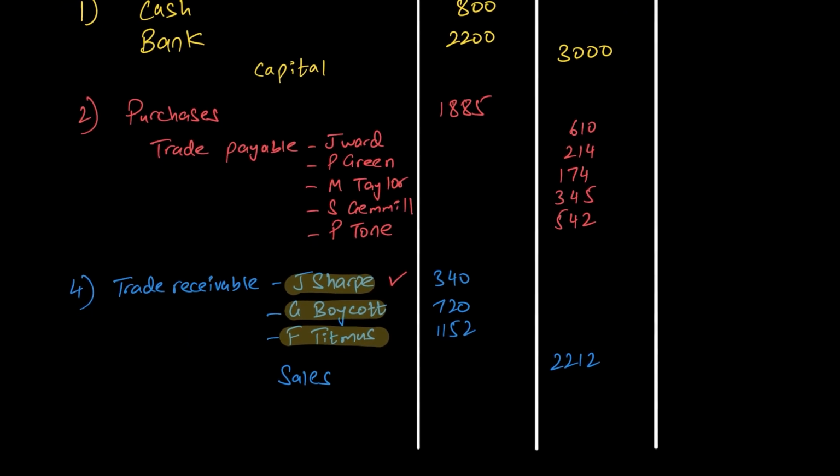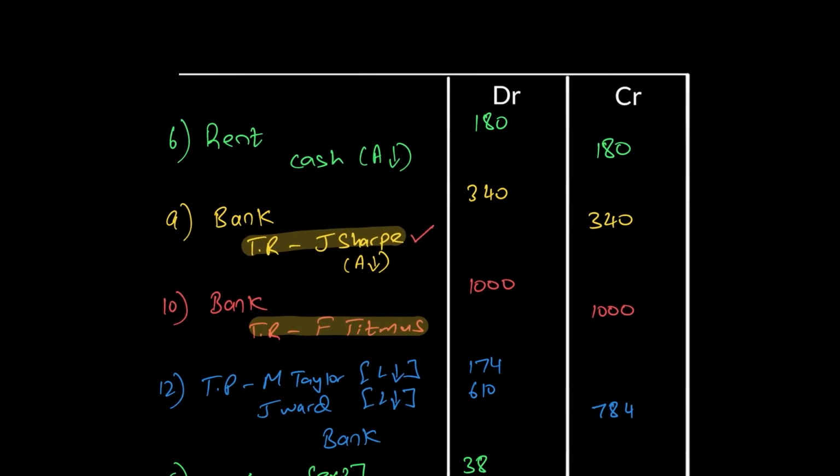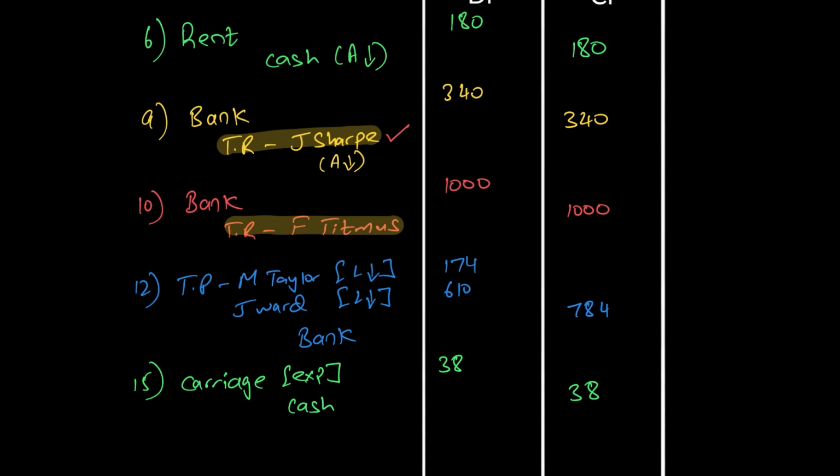So on the 4th, you can say this transaction for J Sharp is regarding sales. Always look at the opposite side. So this is part of sales. We sold goods to J Sharp, and the one on the 9th, that's regarding bank. That's money being received. So J Sharp is paying us money. That's why bank is debit. That's 340 over here. Okay, now our job is to enter this transaction.